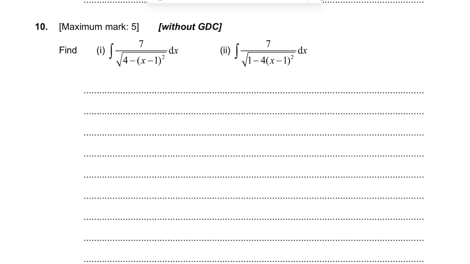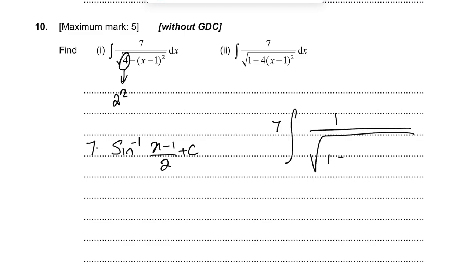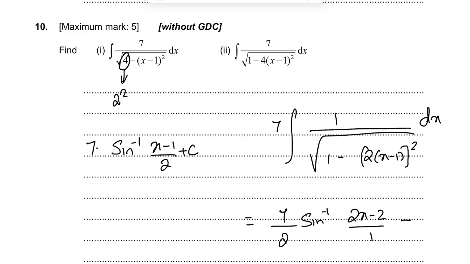Question number 10. This is again in the form of sine inverse. So this 4 can be written as 2 square. So 7 times sine inverse of (x minus 1) upon 2 plus c. Then 7 outside 1 upon square root of 1 minus (2(x minus 1)) whole square dx. So it becomes 7 upon 2 sine inverse of 2x minus 2 upon 1 plus c.